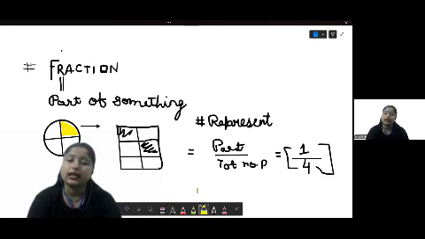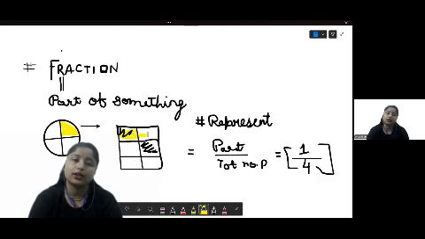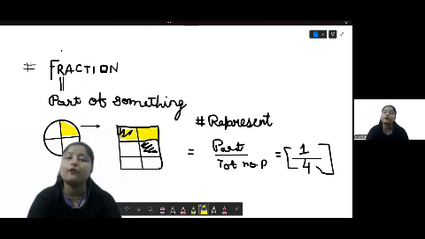If we see the example of the second chocolate bar, let's say you are talking about this much part of the fraction. Now, how are we going to represent this? The representation is the same for every fraction.